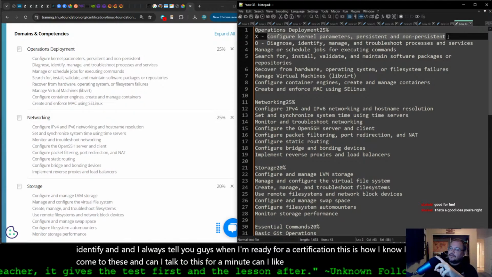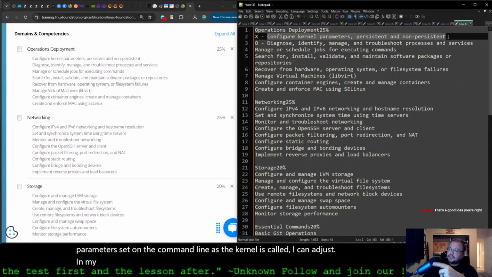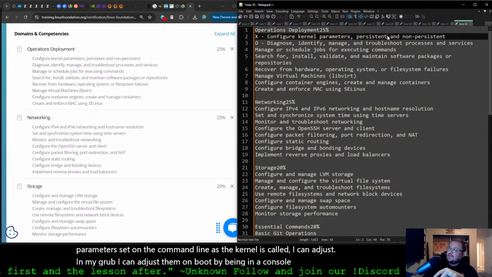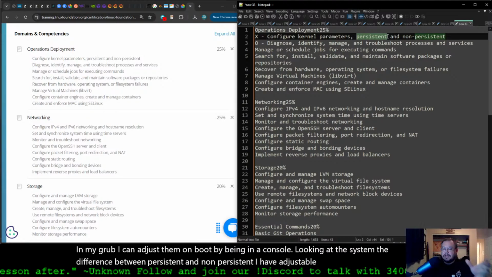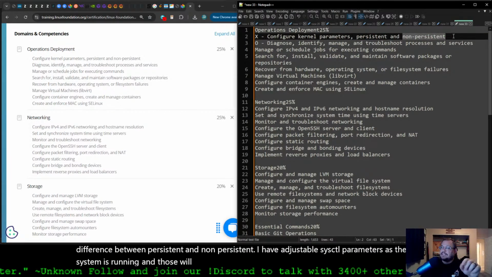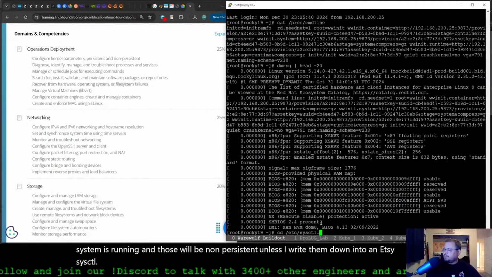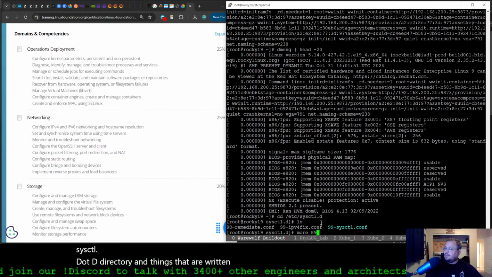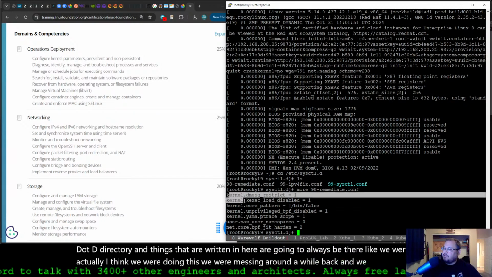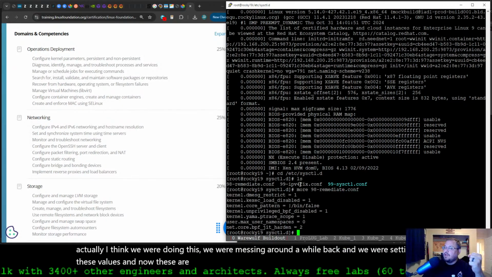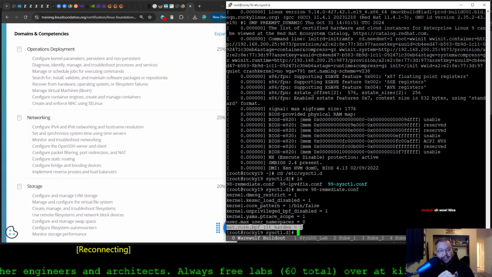Can I look at that and go, okay, kernel parameters set on the command line as the kernel is called. I can adjust them in my grub. I can adjust them on boot by being in a console looking at the system. The difference between persistent and non-persistent. I have adjustable sysctl kernel parameters as the system is running, and those will be non-persistent unless I write them down into an /etc/sysctl.d directory, and things that are written in here are going to always be there. Like I think we were doing this, we were messing around a while back, and we were setting these values, and now these are persistent. These are hardened on the system. Whereas if I just go and set one of these, I can go modify one of these right now in my sysctl. It will not be persistent later, right?